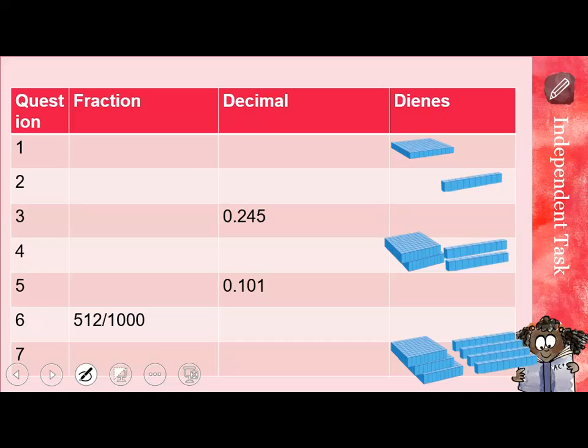Okay, your independent task is exactly the same as your independent task yesterday, except this time we are going to include some thousandths in there as well. You can see on questions 6, 5, and 3, I've included some thousandths. Now I can see that I've forgotten to add in the thousandths Deans there, so I will put those in before I upload this to Google Classroom, don't worry, but it will be exactly the same as last time. We're not going to do an example one together. You are going to write the fraction, the decimal, and represent it by copy and pasting the Deans.